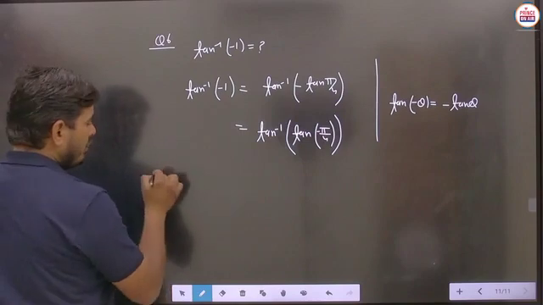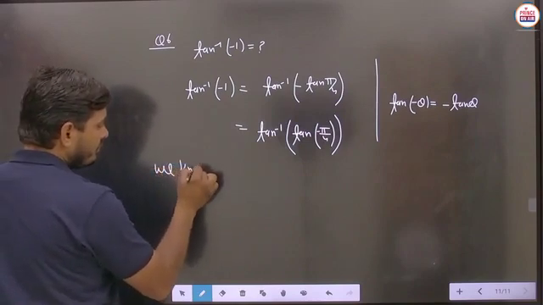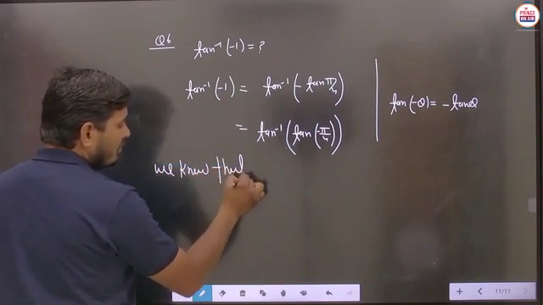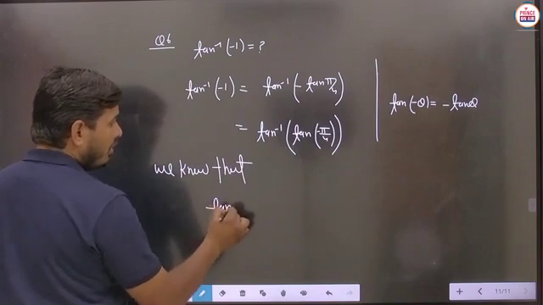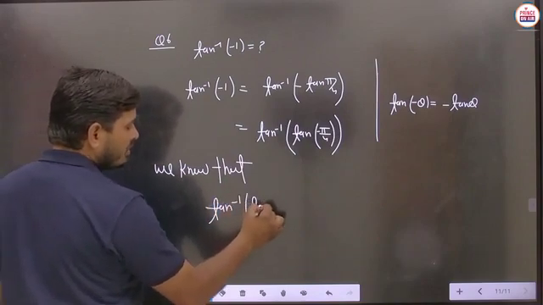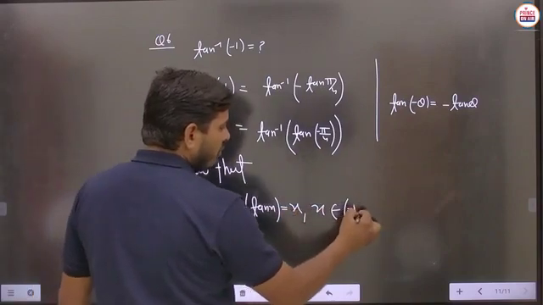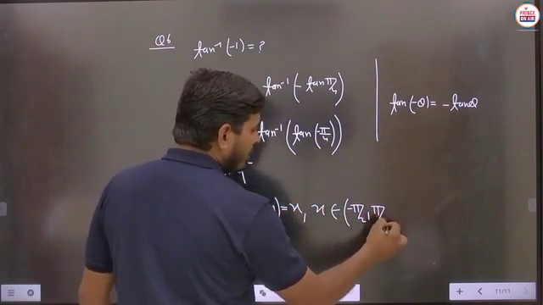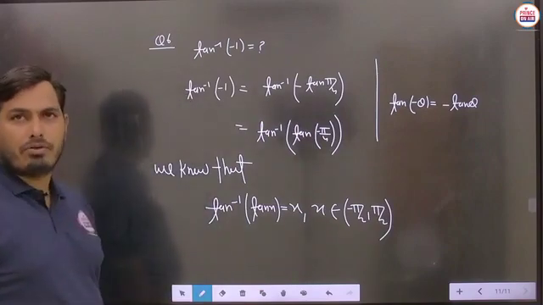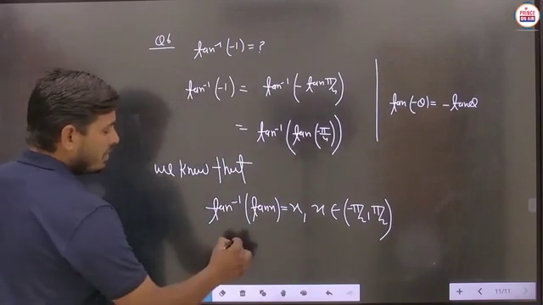Now we know that tan inverse of tan x will be written as x if x belongs to the open interval minus pi by 2 to plus pi by 2. Is it clear? So you can check that minus pi by 4 lies in this interval.